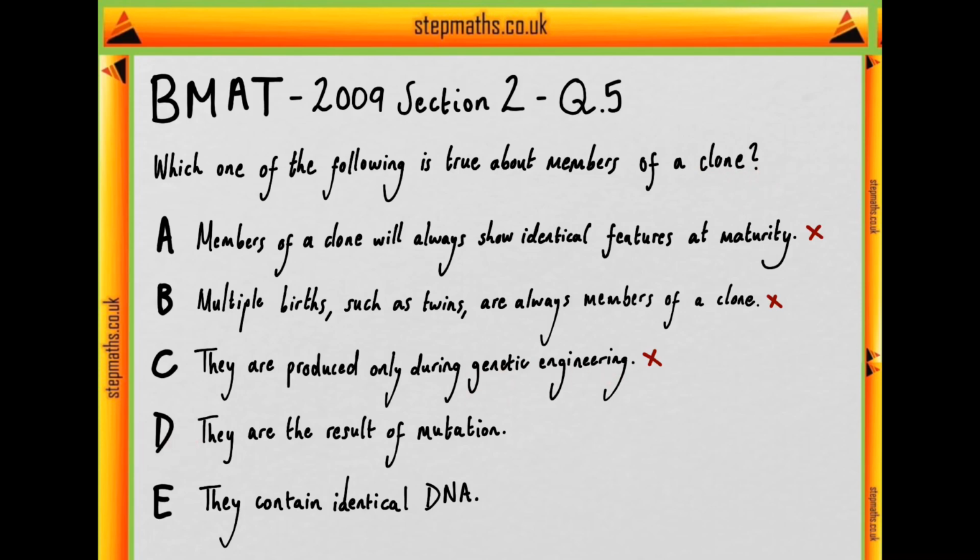And moving on to D, they are the result of mutation. Well, since clones are talking about individuals who are genetically identical, then mutation would deviate from that genetically identical nature, since mutation involves changes to DNA. We're talking about the DNA being the same, so they're certainly not the result of mutation.